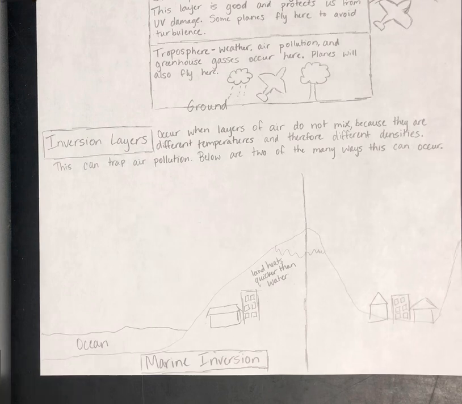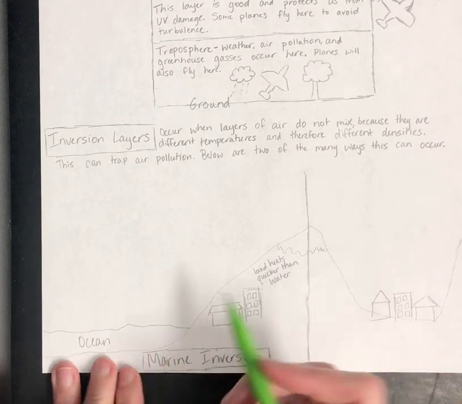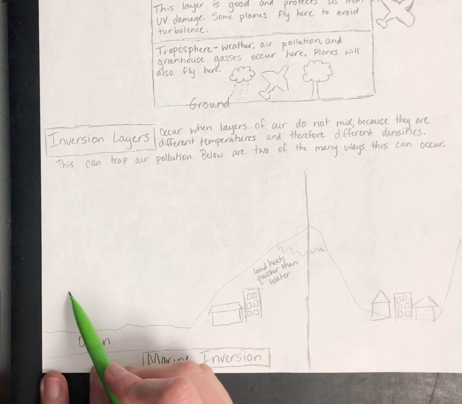Okay, and then think about when you go to the beach in the late afternoon, usually there's a cool breeze coming from the water side. So that cool air is coming in from the water. So let's draw a big arrow coming this way.